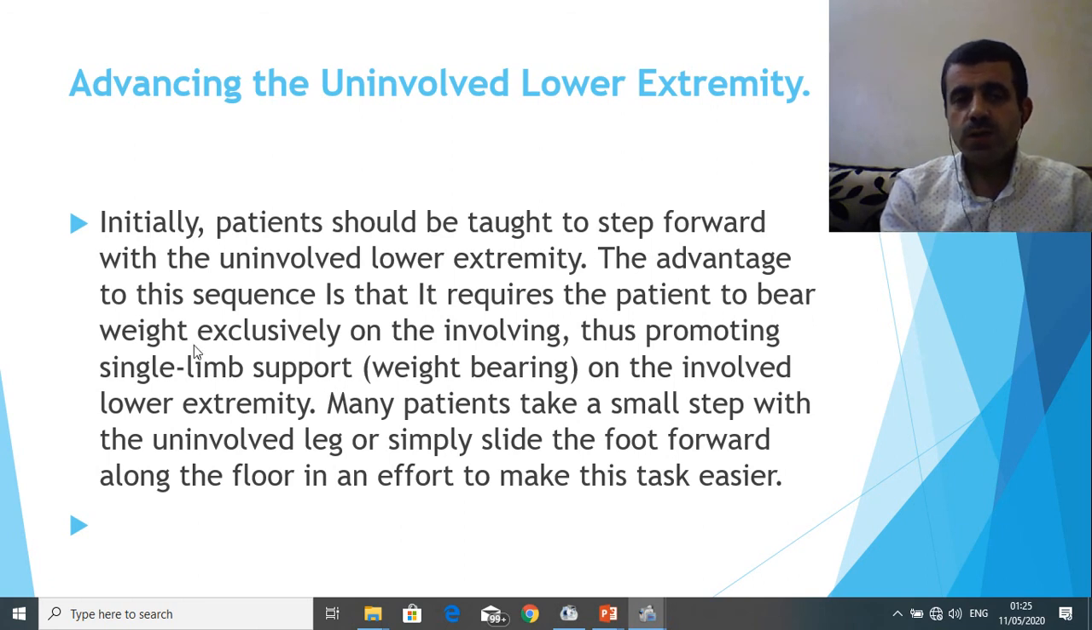The advantage to this sequence is that it requires the patient to bear weight exclusively on the involved lower extremity, thus promoting single limb support weight bearing on the involved lower extremity.